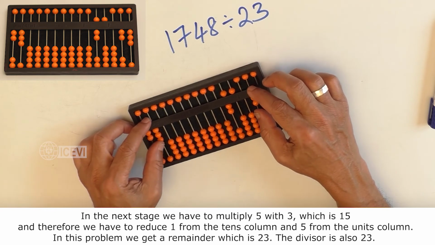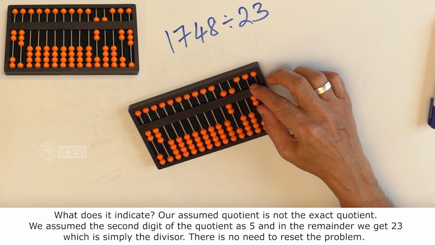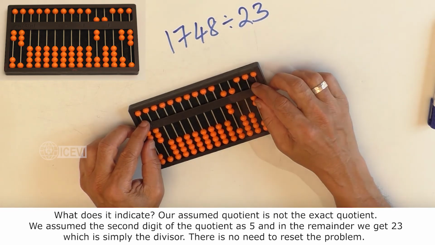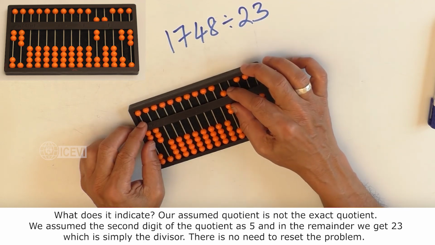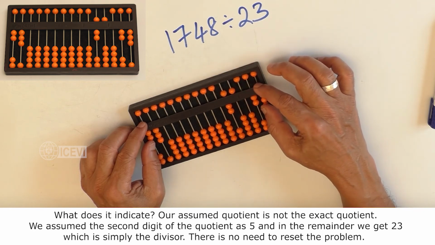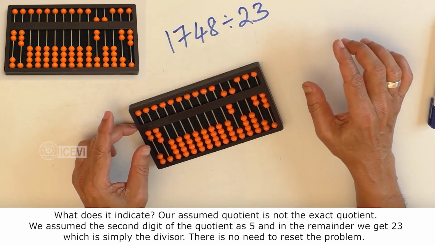The divisor is also 23. What does it indicate? Our assumed quotient is not the exact quotient. We assumed the second digit of the quotient as 5, and in the remainder we get 23, which is simply the divisor. There is no need to reset the problem.